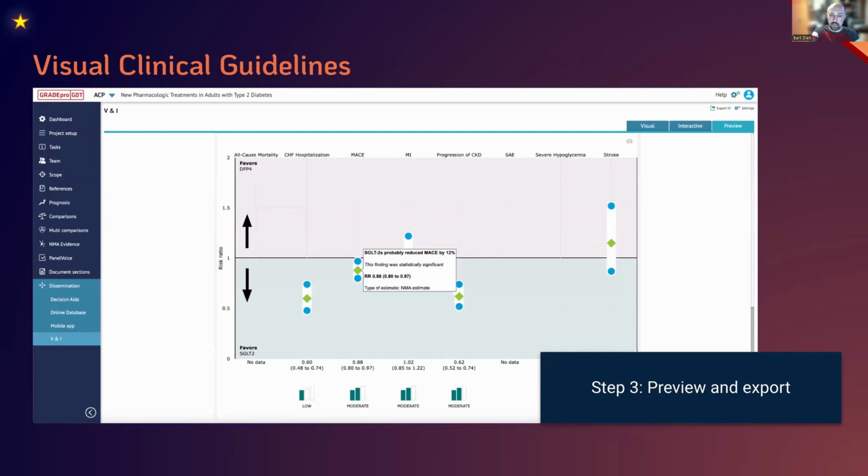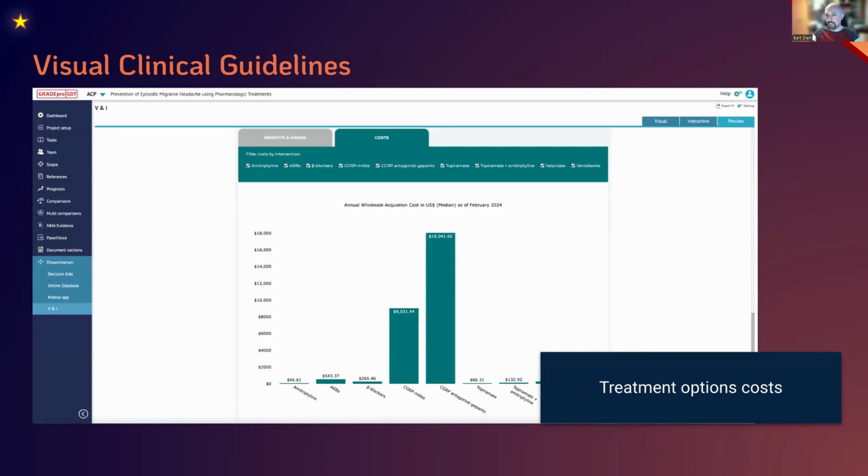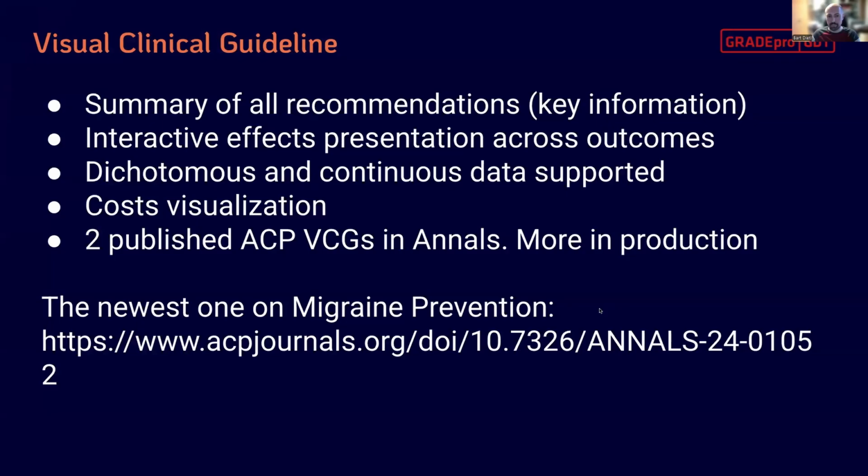And you see, you are able to preview everything, including the data sets. Also something new: in the guideline about migraine prevention, you will see this new thing about the cost of a treatment, which you can also see as data and play with. So, for example, you are able to filter out some of the treatments and see how the visual changes. So, as I said, two such VCGs are published already.